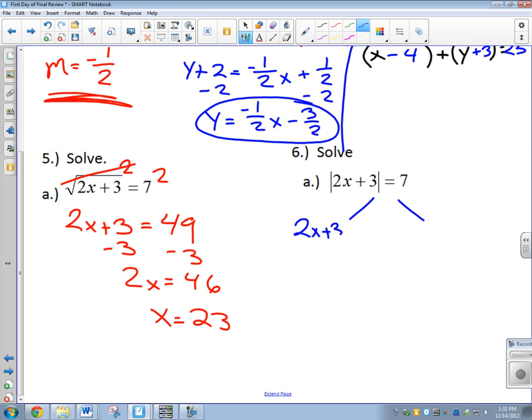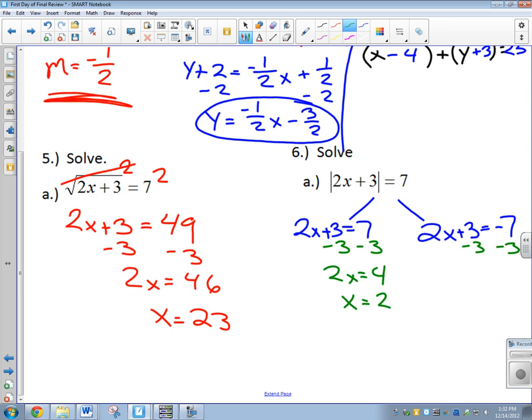2x plus 3 is 7. 2x plus 3 is negative 7. Again, you're changing what it's equal to. Don't change the inside sign. Change what it's equal to. Now you're just solving both. Minus 3, minus 3. Divide by 2. Minus 3. Divide by 2. There we go. X is 2 and x is negative 5.